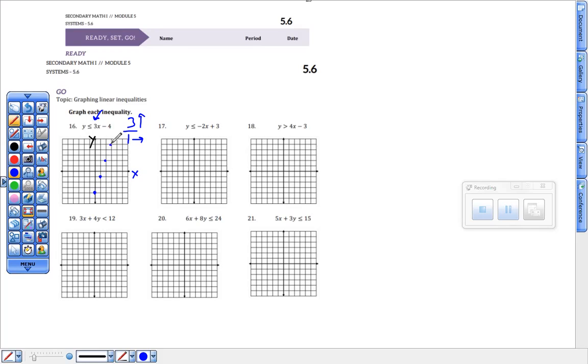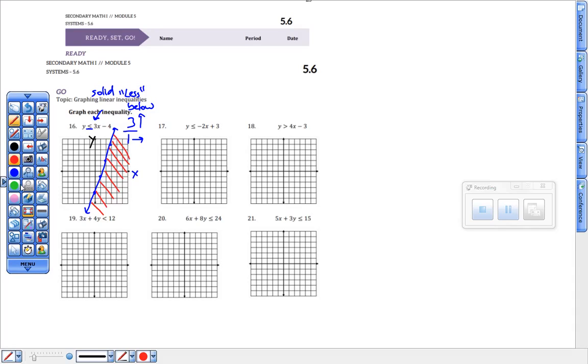That inequality tells me it's going to be solid because of that equal line. And then this is less than. So less than means below the line. So when I draw my line, solid line because of the inequality, and less than represents all of these coordinates on the line or below.